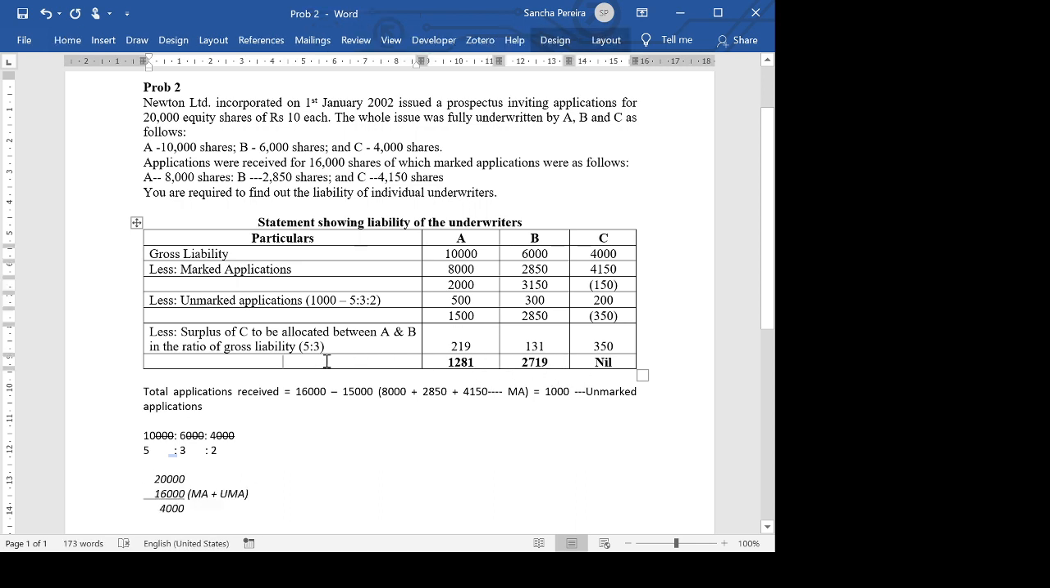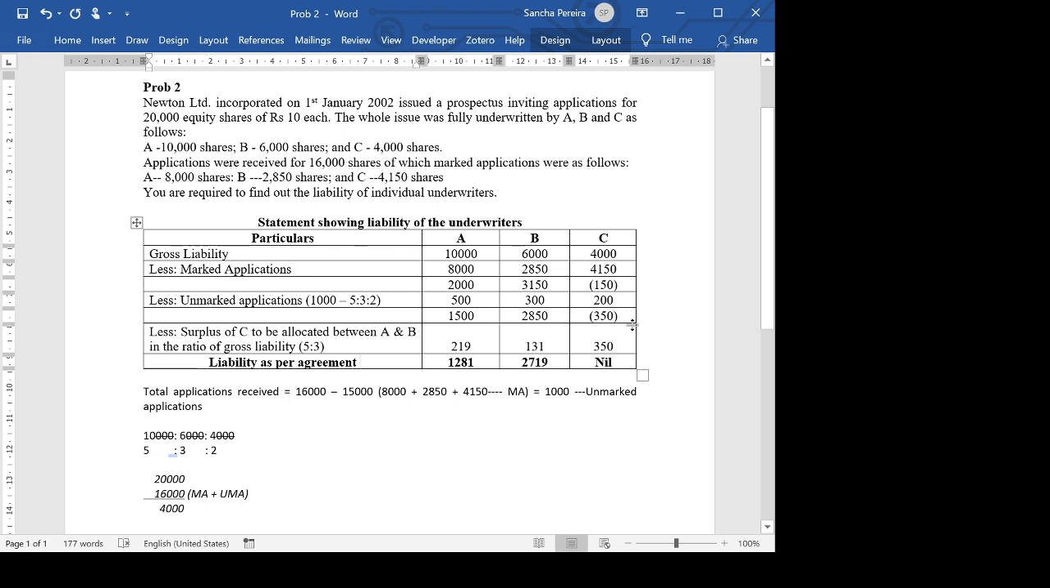So we call this liability as per agreement. What's the meaning of agreement? The agreement was made that in case the public do not subscribe to the shares, whatever remains the underwriters take. So C has to take up nothing, A has to take up 1,281 shares, and B has to take up 2,719 shares.